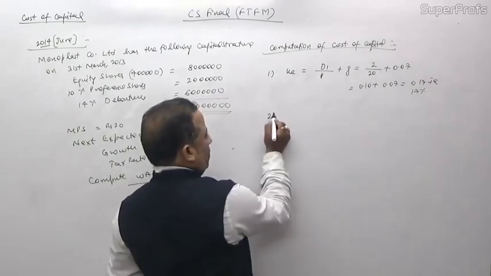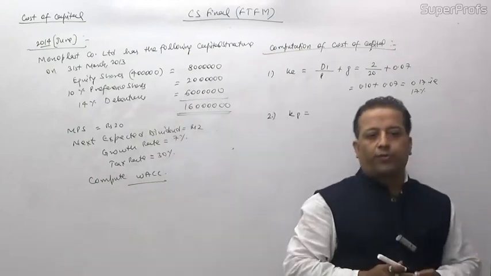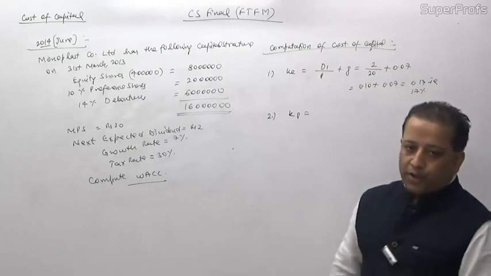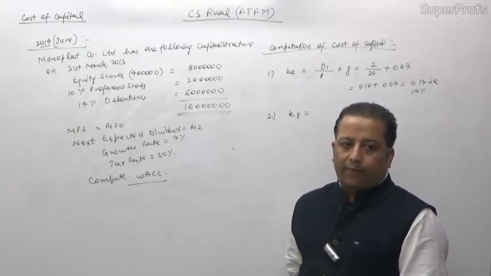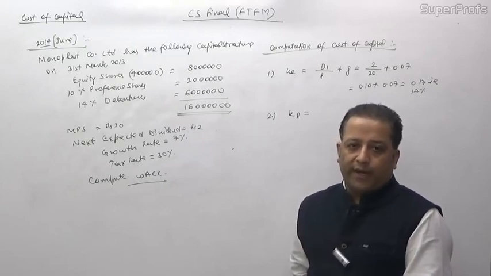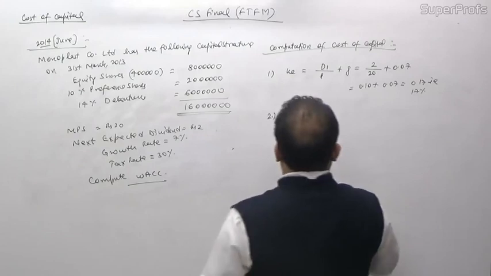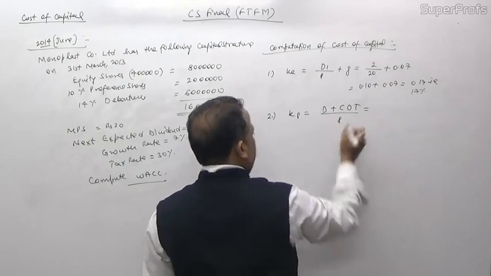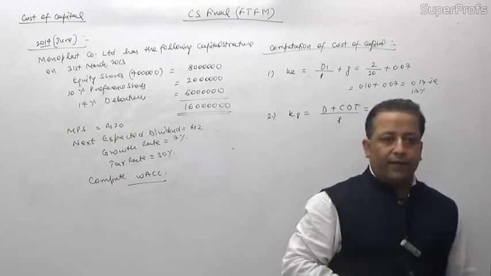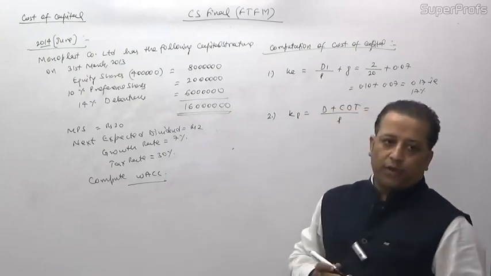Second part of the question, I need to calculate the cost of preference shares. The cost of preference shares, KP, is D plus CDT divided by P. D stands for dividend, CDT is corporate dividend tax, P stands for flotation price or market price or face value. D stands for dividend. Dividend is 10% of the face value.